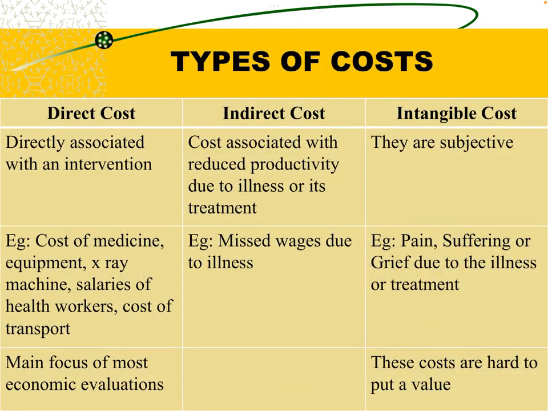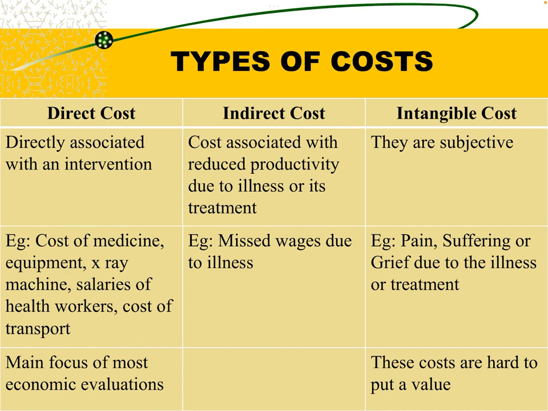So before going to the types of economic evaluation, let us think what are the types of cost. There are three types of cost. One is direct cost, second indirect cost, and third intangible cost. Now direct costs are those which are directly associated with an intervention. The main focus of most economic evaluations is the direct cost. Examples are cost of medicine, equipment, X-ray machine, salaries of health workers, cost of transport, etc.